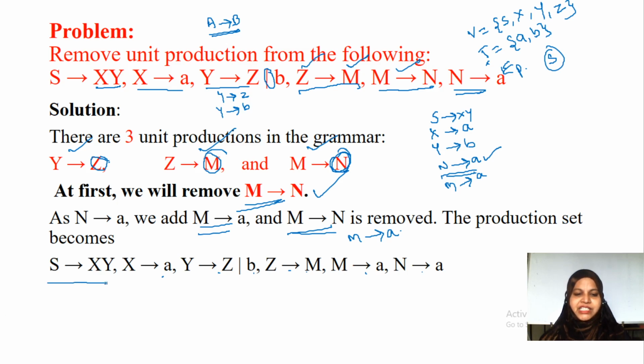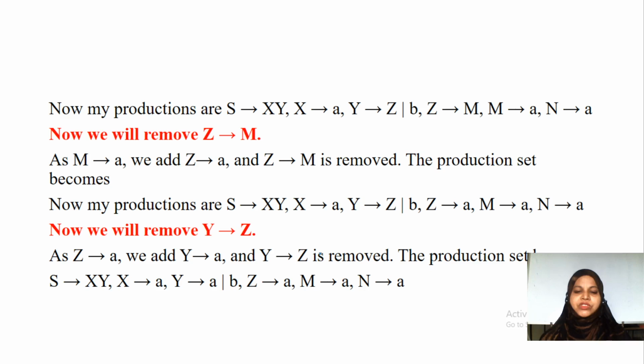Now in this grammar, which are the unit productions? Y tends to Z is one and Z tends to M is another. Now I remove Z tends to M and add all the M productions to Z. What is the M production? M tends to a, so I add that to Z.